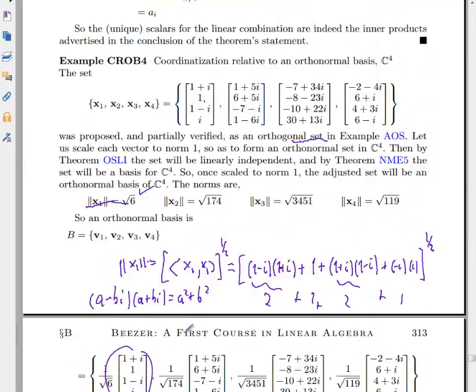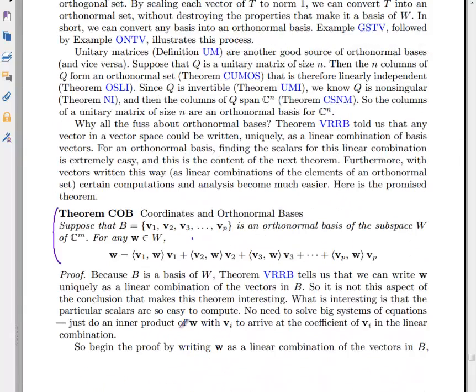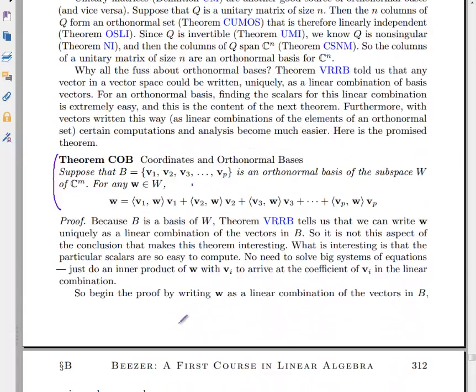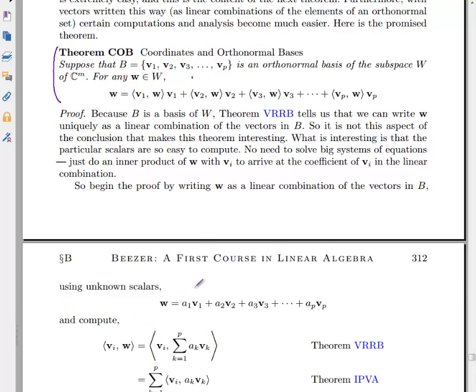Okay, so now we've talked about it. Let's go back to the theorem in general and see how this works. So here's what the theorem says. Suppose I have a set of P orthonormal vectors. These form an orthonormal basis of a subspace W. Okay, of course, they're going to be an orthonormal basis of their span. So every W that's in this subspace can be written as follows.